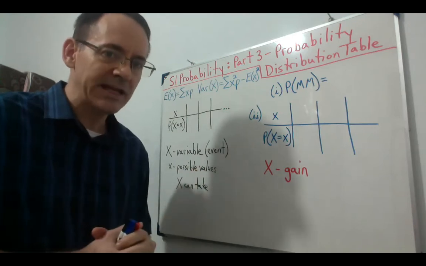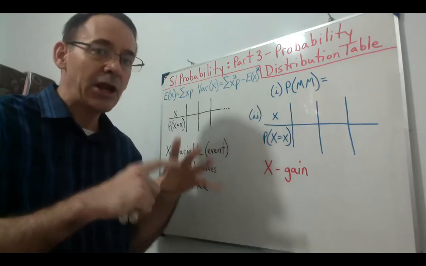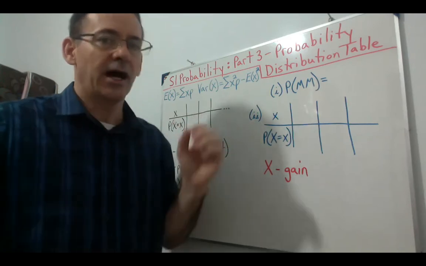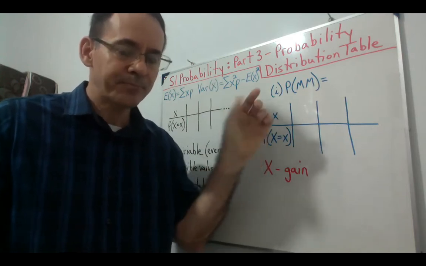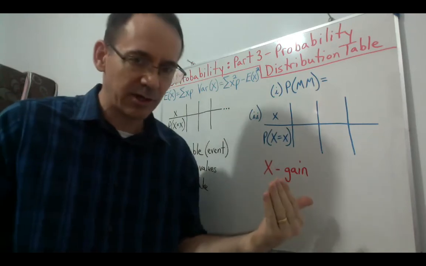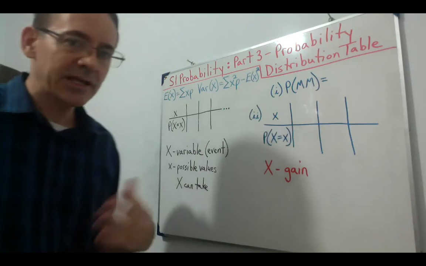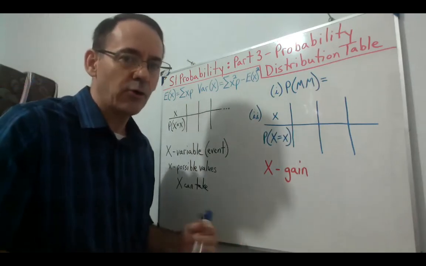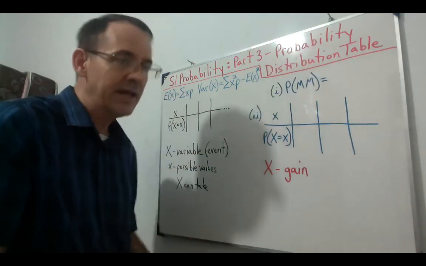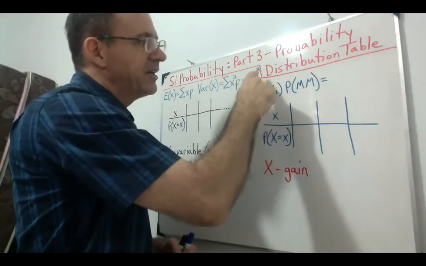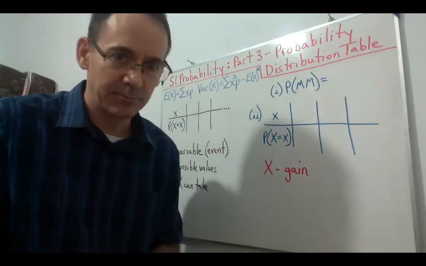So what we want to do now is expand our probability to an overall view of a particular event, not just a specific outcome, but all the possible outcomes with respect to a specific event. And we can do this by filling out what's called a probability distribution table. In other words, how is the probability distributed throughout the possible outcomes?